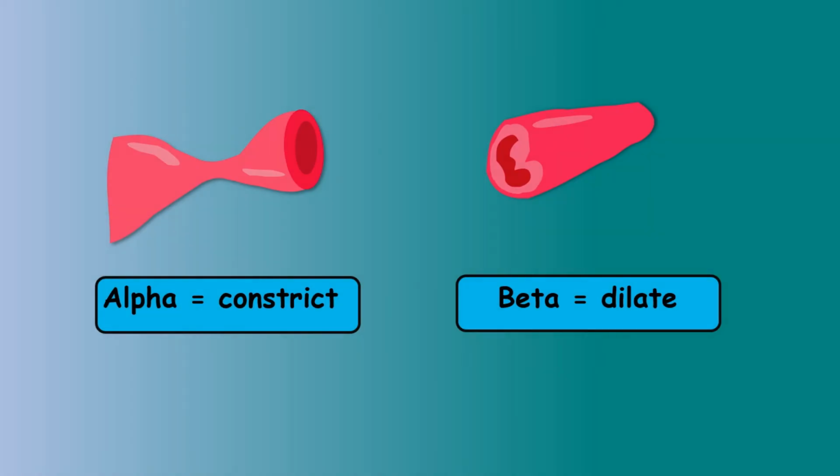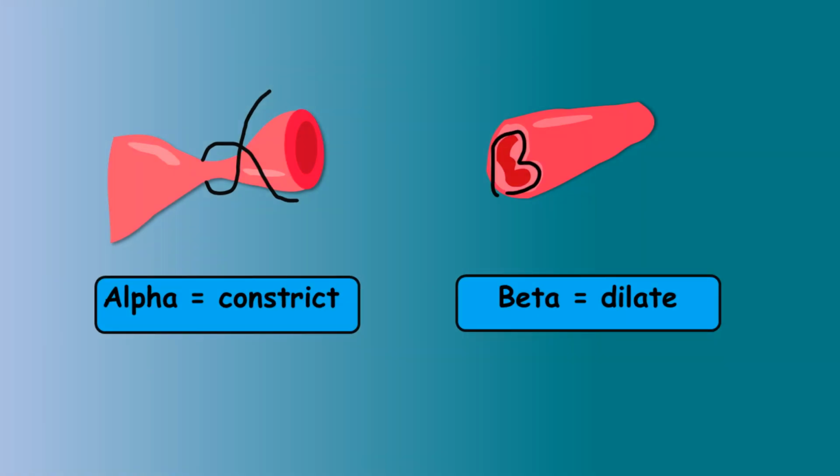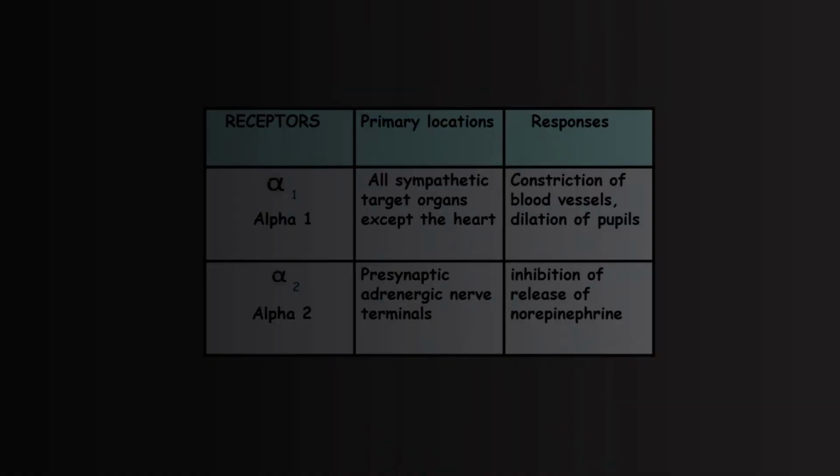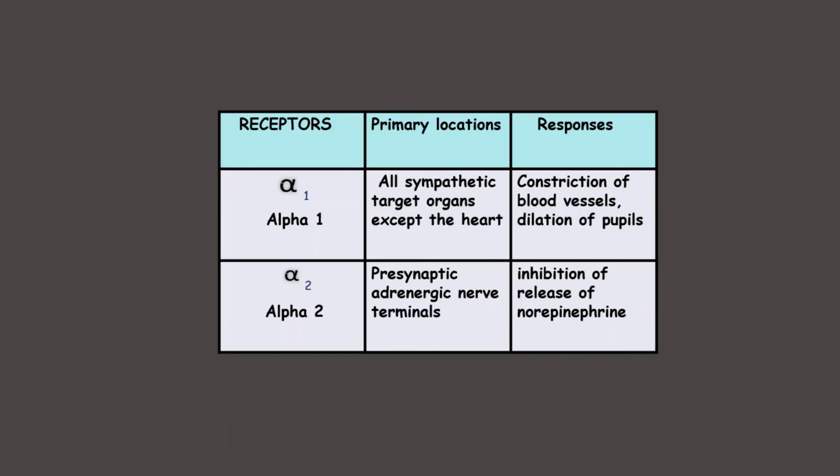A simple tip to remember about alpha and beta receptors is, alpha receptors constrict blood vessels while beta receptors dilate blood vessels. Alpha 1's primary location is at all sympathetic target organs except the heart, and the response it produces is constriction of blood vessels and dilation of the pupil. Alpha 2's primary location is at the presynaptic adrenergic nerve terminals, and the response activated is inhibition of release of norepinephrine. As for beta receptors, you can use this simple mnemonic to remember their locations.